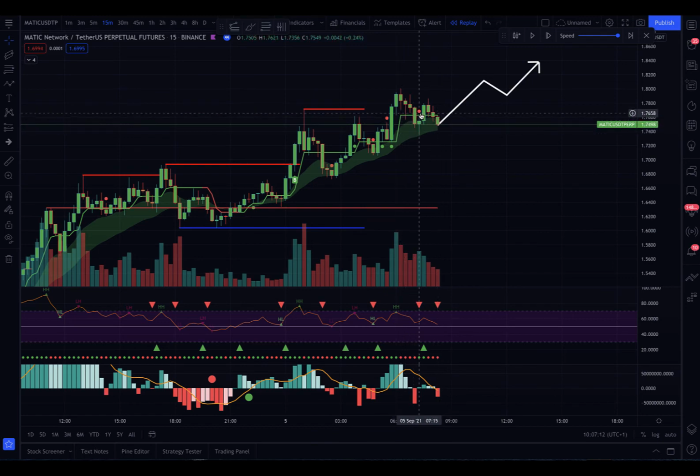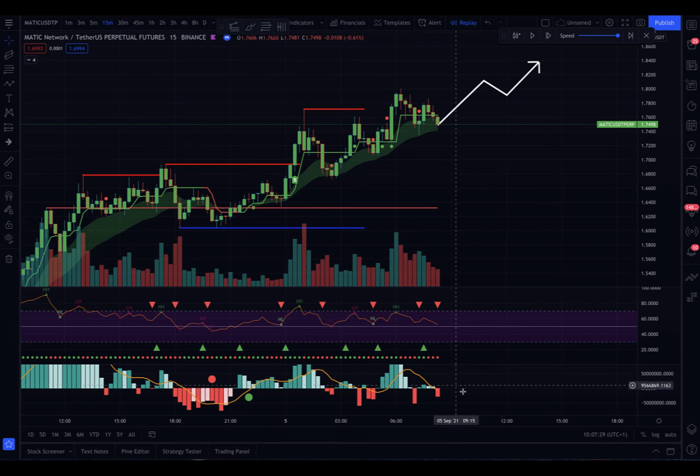But we have the red dot. We have 2 red triangles. We have 1 green triangle. But the last one is a red triangle. This one is really important: the TSV line is going below 0. So at this moment, I would just wait for retracement.